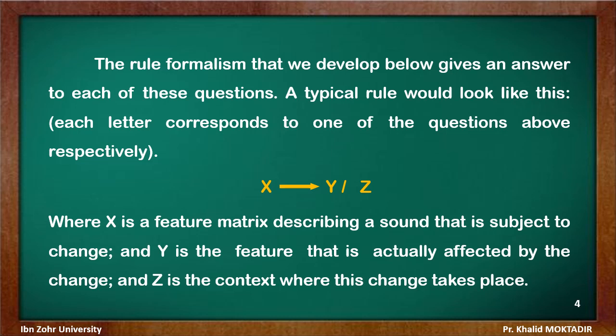Example, if we have a voiced bilabial stop B, we will have the feature matrix containing plus consonantal, minus syllabic, etc. And then on the right side of the arrow, if we have B becoming P, then on the right side of the arrow, we will have just one feature, that is voice, minus voice. So, and Z is the context where this change takes place. Now let's look at this in more detail.